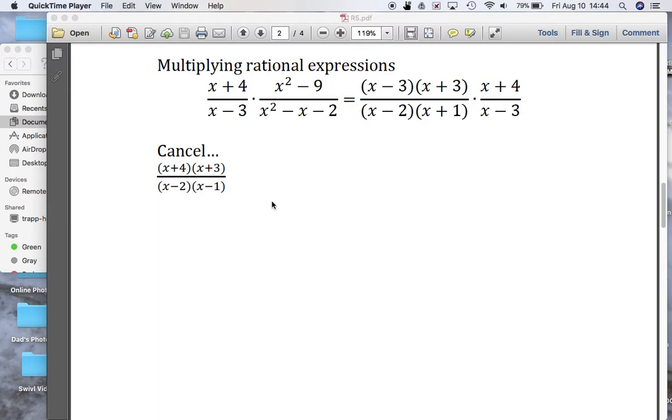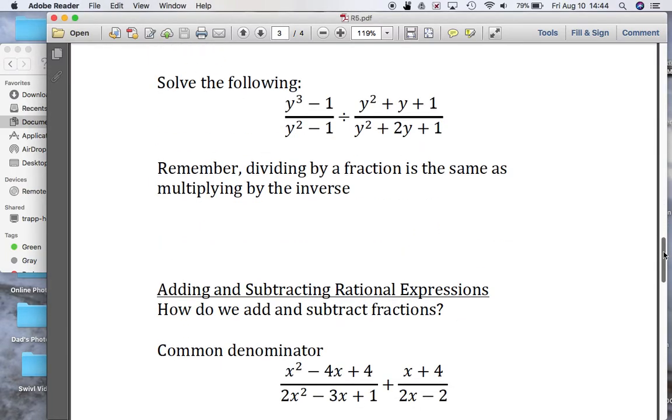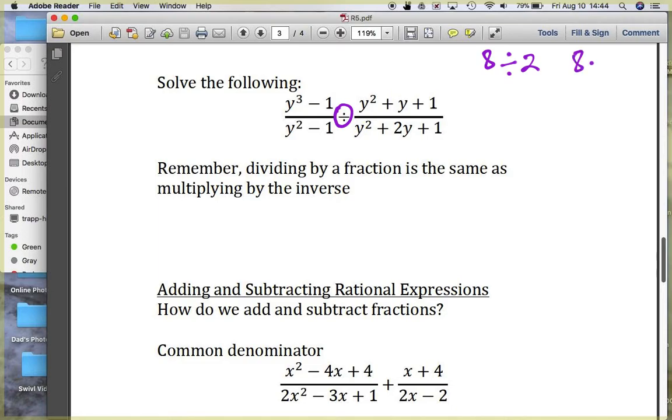As far as dividing rational expressions, you'll notice this is division. Hopefully you remember this, but it's kind of like, what is 8 divided by 2? All of you know that answer is 4. Well, you can also do it like this. What is 8 times a half? Well, half of 8 equals 4.